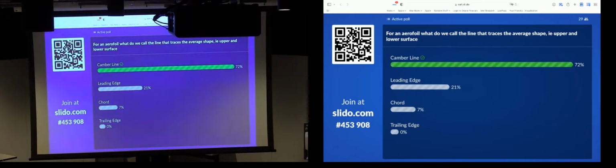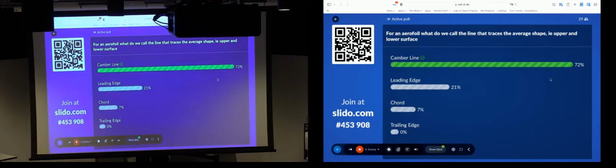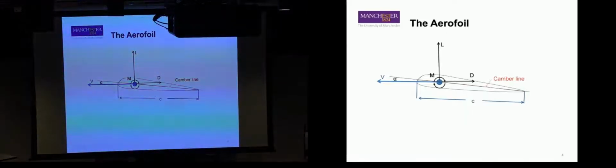And if we go back to our diagram of the aerofoil, we have the leading edge, the trailing edge, and they are literally named that because the leading edge is the first part of the aerofoil that the flow sees, and the trailing edge is the last part of the aerofoil that the flow sees. And then we have our upper and lower surfaces as such.